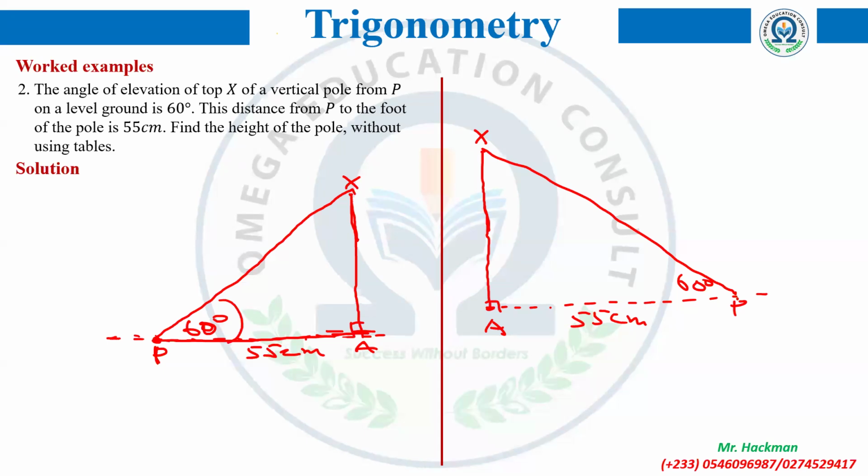Okay, so now we proceed. The question is asking us to find the height of the pole. So which length or side will give us the height of the pole? Is it XP, AP, or AX?